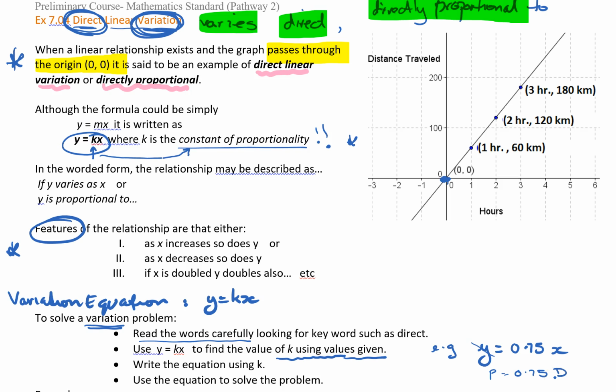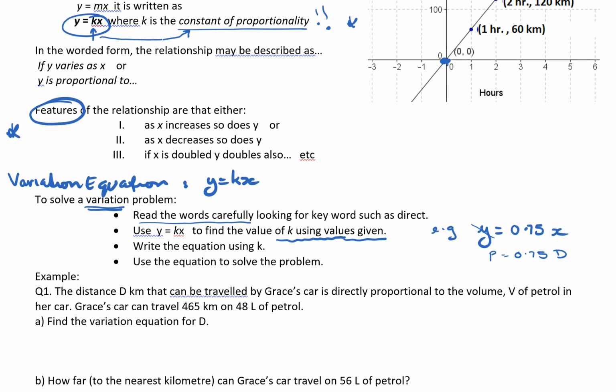I will do some of the next example and then leave the rest to go through in class with you. So, example 1: the distance d that can be travelled by Grace's car is directly proportional to the volume V of petrol in her car. Grace's car can travel 465 kilometres on 48 litres of petrol. Read it again. It's a problem.